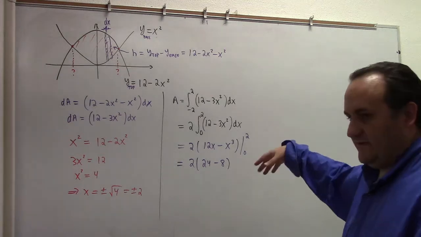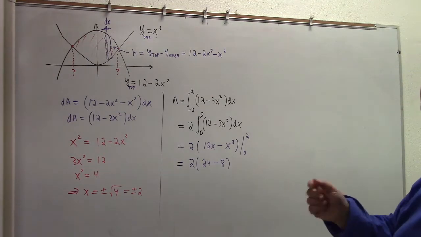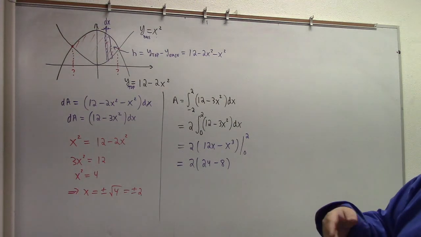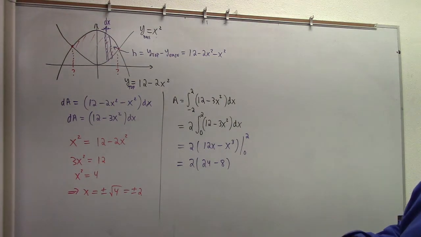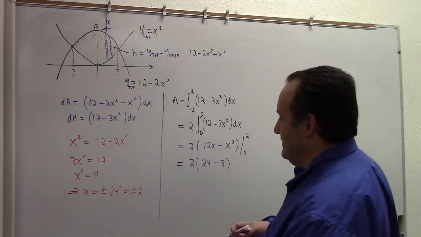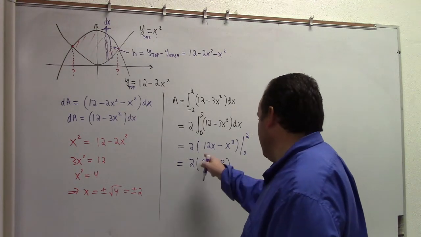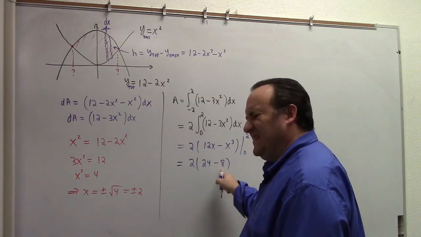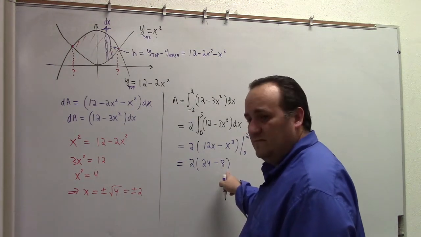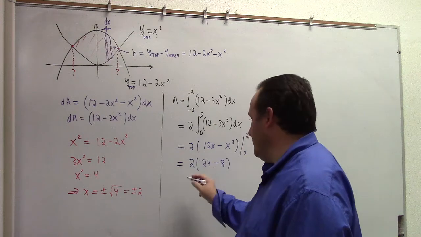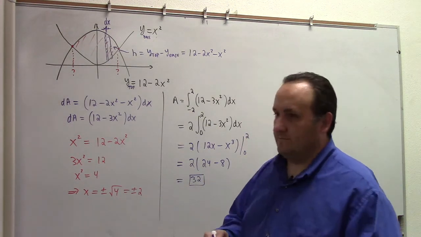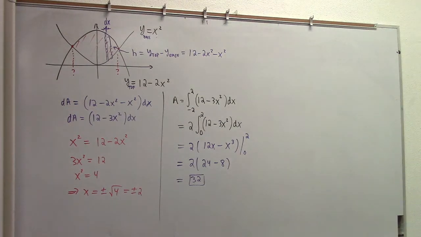The 0, of course, gives us nothing when we plug it in. Just because it's 0 doesn't mean it's automatically nothing. There are integrals where even though the lower bound is 0, you get something from it, like if it's exponential, or the cosine is the antiderivative. But this is x. When I plug 0 into that, nothing, right? 24 minus 8 is 16 times 2, 32. So there you go. Yeah, not too bad.